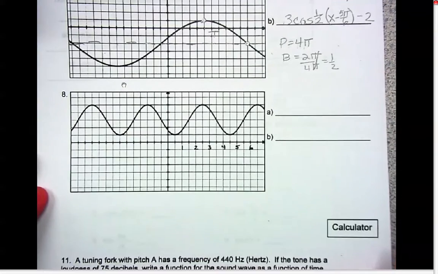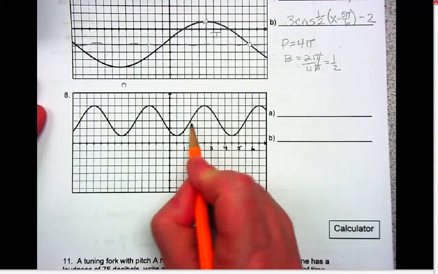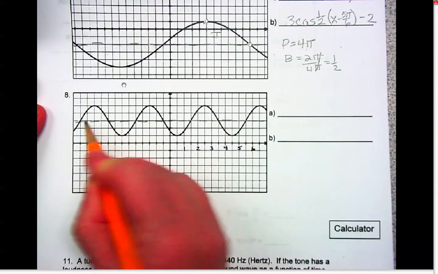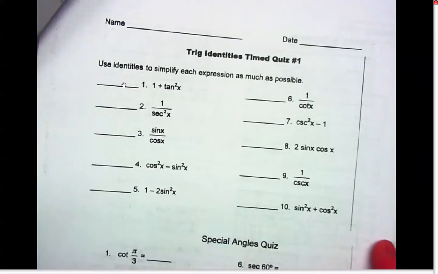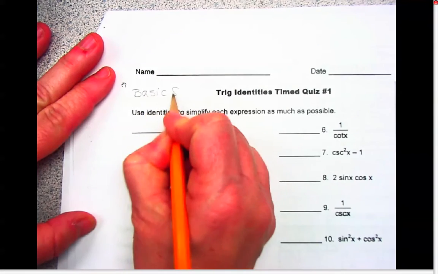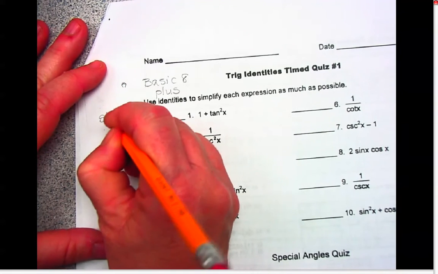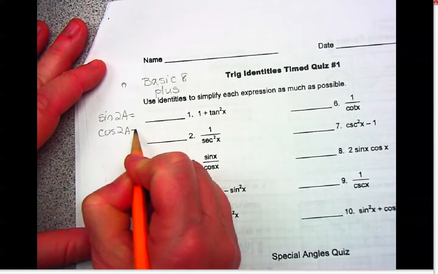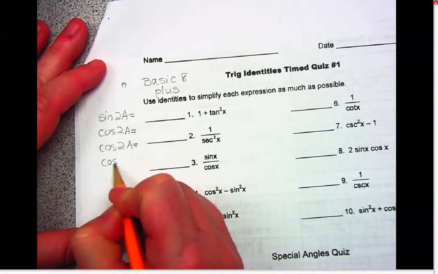Okay, then number 8 is in radians. And it is, I'm going to have to stop on this one. One thing I need to tell you about 8b is you're going to get a different answer than the key, and that's okay. Also, make sure you have memorized your basic 8 plus your double angle. So you need to know what the sine of 2a equals. You have to memorize these. Cosine of 2a, and there's 3 cosines of 2a's.